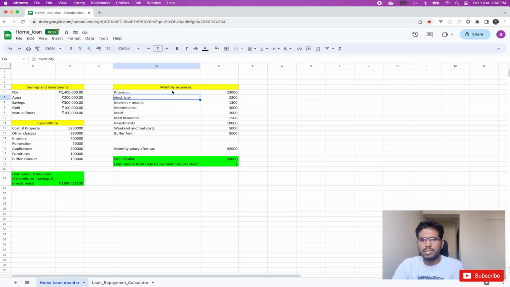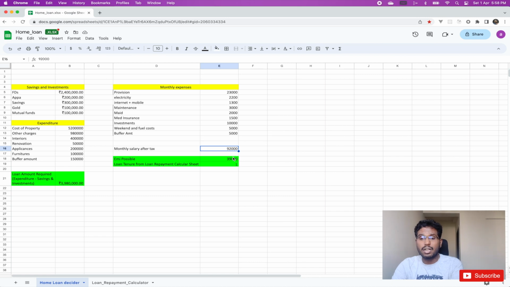And now you know your monthly expenses. And this, if you subtract from your monthly salary, which is your take-home salary, you will know how much EMI amount you can afford. Again, coming back to my Excel sheet, you see here I have put in all the monthly expenses for the provisions, internet, mobile, and all the things. And I know my total expenses will be around 53,000, and my monthly salary after tax is about 92,000.